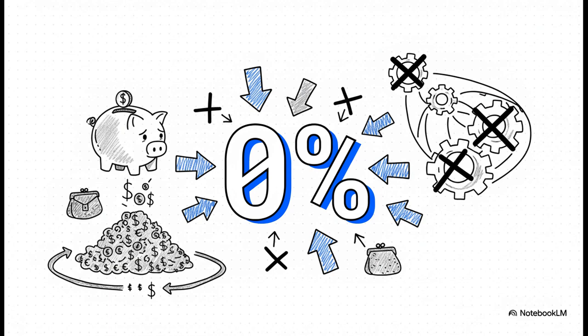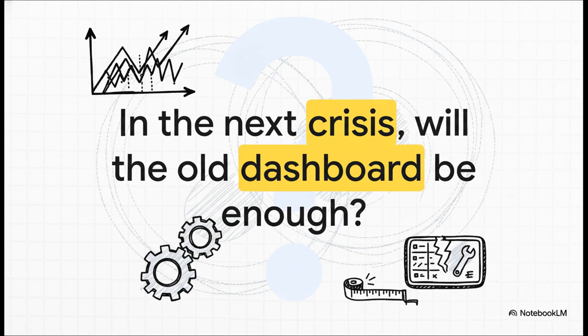So look, the ISLM model gives us this incredibly powerful dashboard for making sense of the economy, but it also shines a massive spotlight on the limits of our controls. And it forces us to ask a really tough question. As the world gets more complex and new crises keep popping up, is this old dashboard going to be enough to navigate what's coming next?